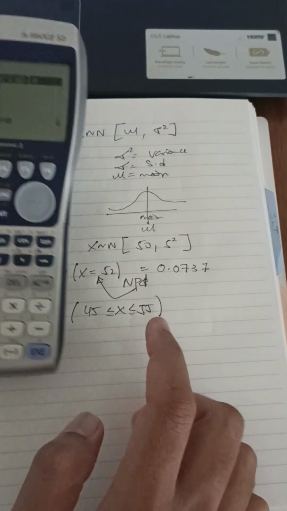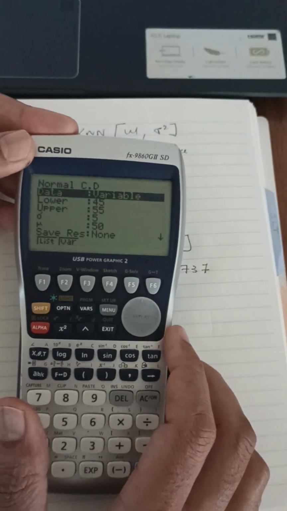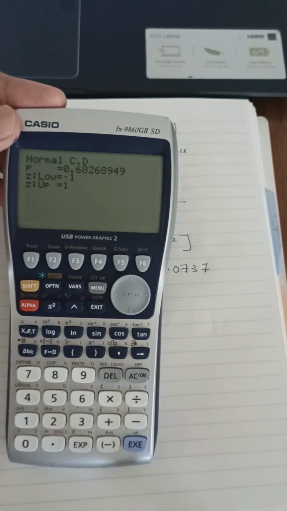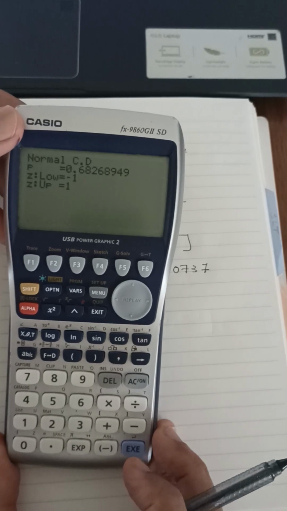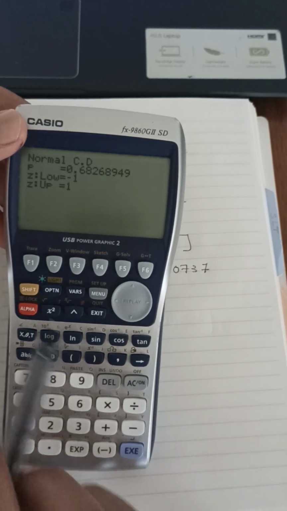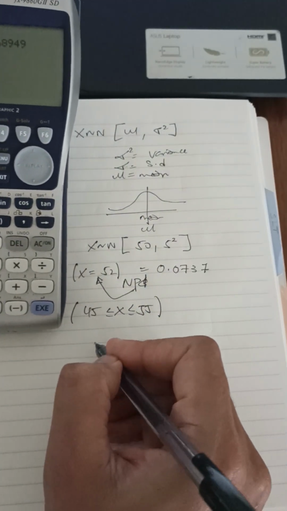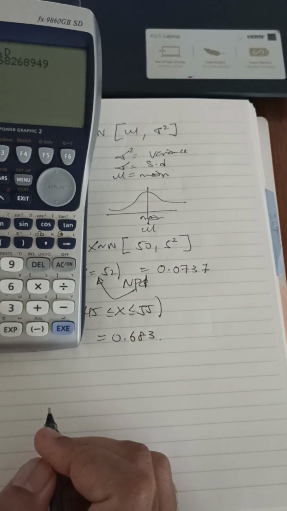The sigma is 5, all right? And the mean is 50. So I've got everything on the calculator already. I just need to go and execute. And here you go. So this one will be 0.683 because the 6 is going to round up the 2, all right? So that one is going to be 0.683 to 3SF.